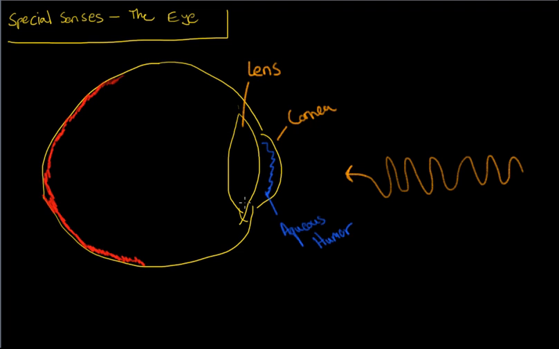So the segment, excuse me. Here's the anterior segment, right here, and then here's the posterior segment. And this posterior segment is then filled with a different kind of fluid called vitreous humor. And this vitreous humor is much more gelatinous than the aqueous humor.